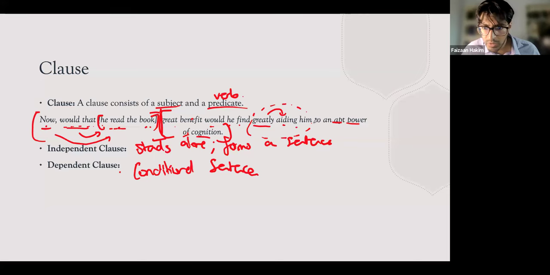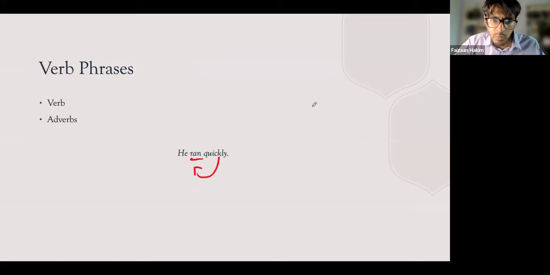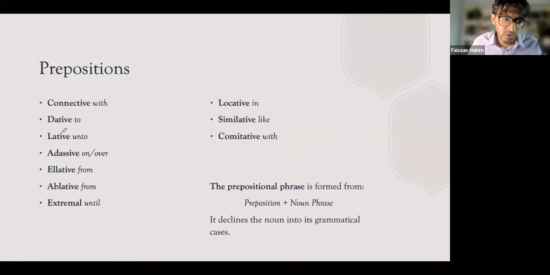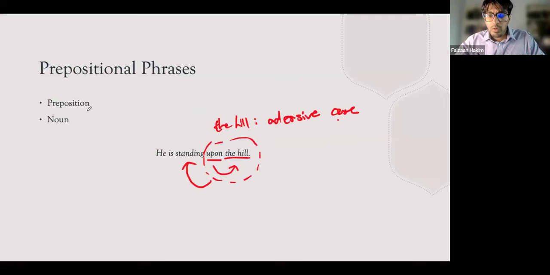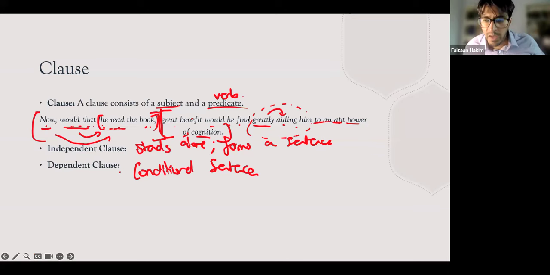Well, to an apt power of cognition, the "to" is a preposition. You might remember that "to" can be the dative case. It is telling us the meaning of it or the purpose or the end result, really, that it would aid him to a great power of cognition. So that is all going back to aiding. And the idea of aiding is going back to finding. That finding would aid him. So we have this, an apt power of cognition, inside this, greatly aiding him. The whole thing inside of this, finding, and this whole thing being the second clause, the first one being the first clause. This is the dependent clause. This is the independent clause.